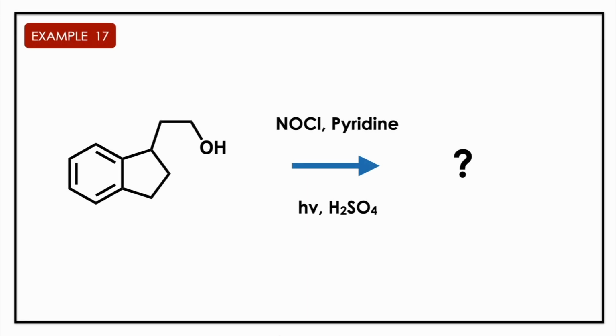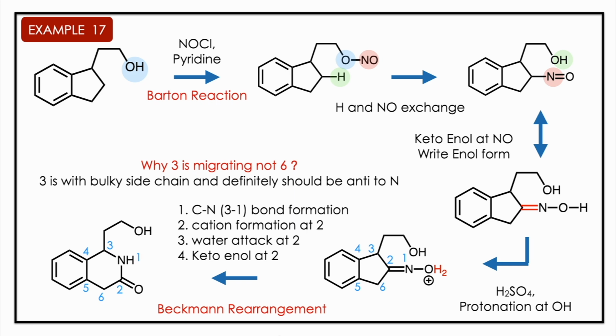Then the next reaction, you have benzene fused with a 5-member ring with side chain alcohol. You are using NOCl in pyridine, light and sulfuric acid. You should find what will be the final product. Here the reaction is organic synthesis. First step, NOCl and alcohol group. So you might realize it's a Barton reaction. Barton reaction is a hydrogen transfer reaction. Forms oxime. First step will be hydrogen and NO exchange. It forms oxime through tautomerism.